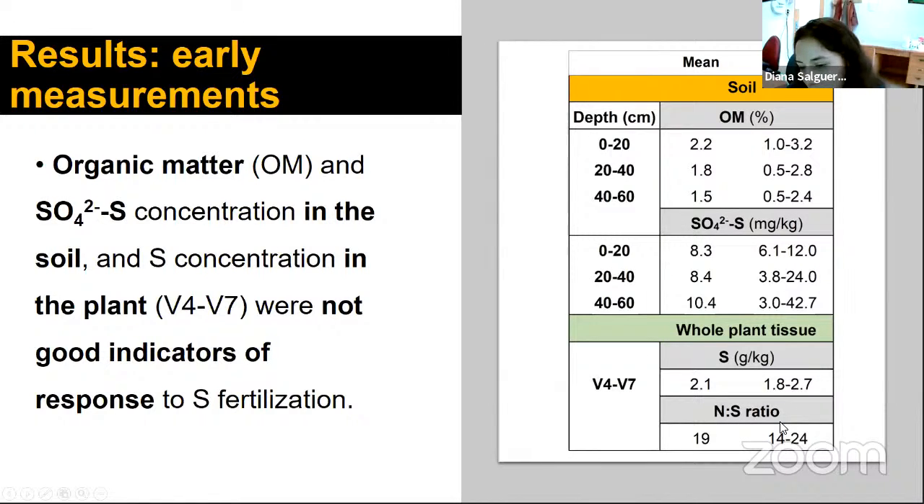And similar with nitrogen to sulfur ratio, same behavior. However, we did not see a good correlation between these numbers and what we actually saw in yield response. So the locations that were low in organic matter with sulfate sulfur below the critical value did not necessarily have low yield, as expected.